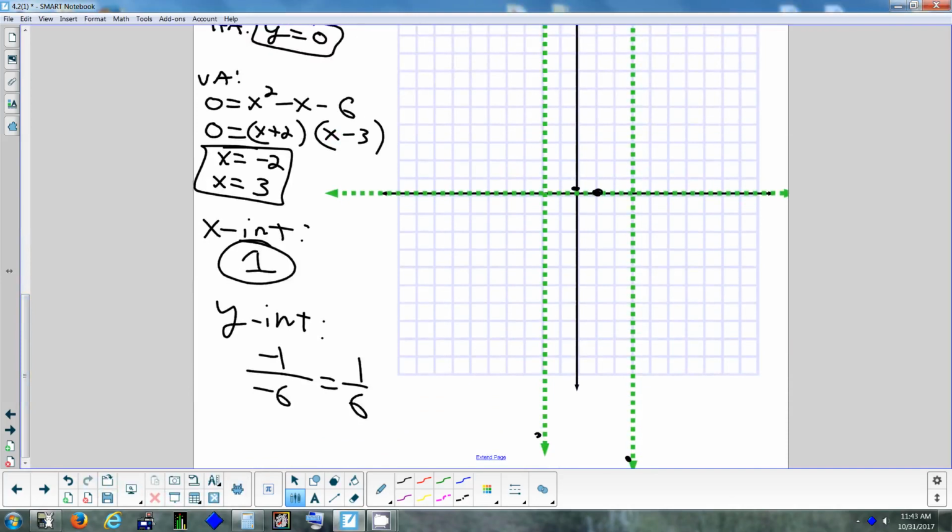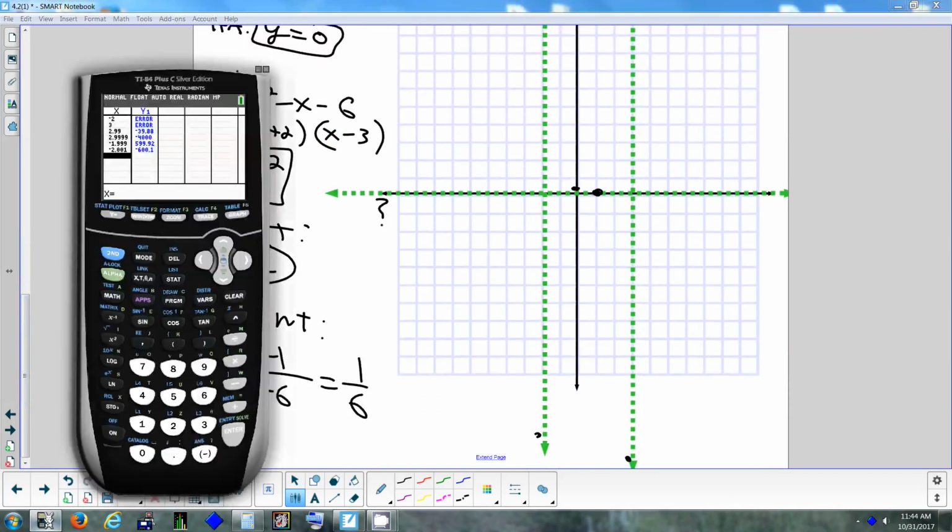Now, what would be one other good value to check for, like, what's happening over here? What would be a good x value to the left side of my graph? Anything less than negative 2. So why don't we check negative 10, just to see where I am on the edge of my graph. Negative 10, we're at negative 0.1.